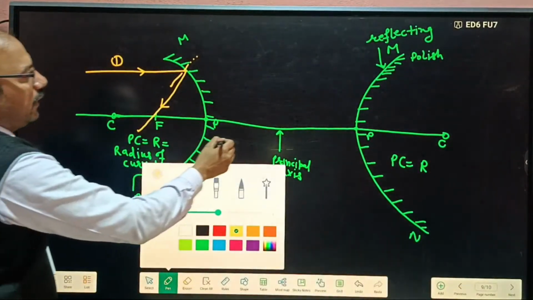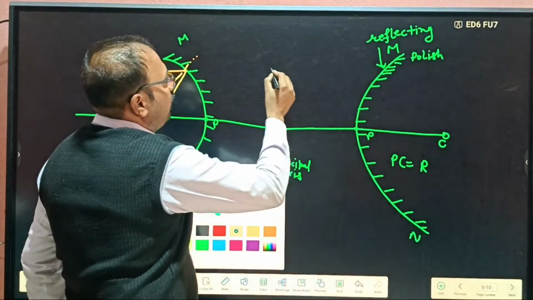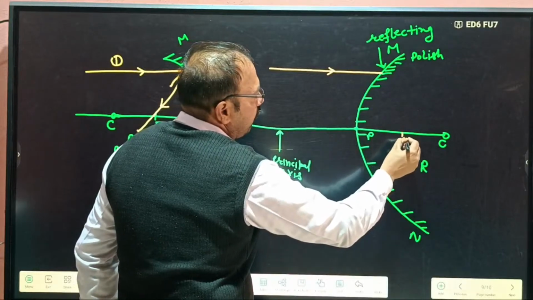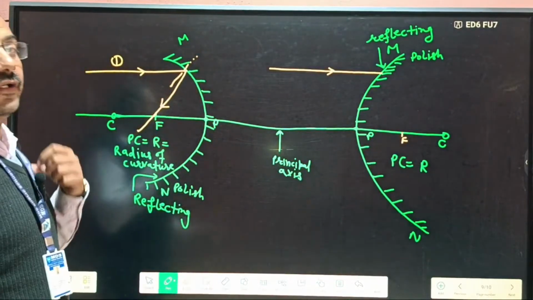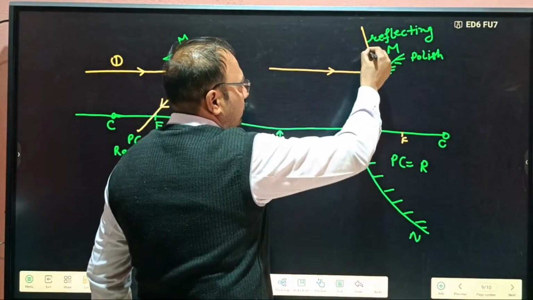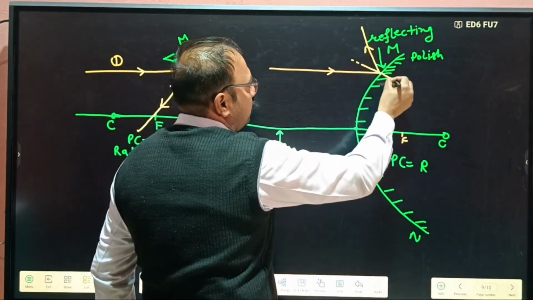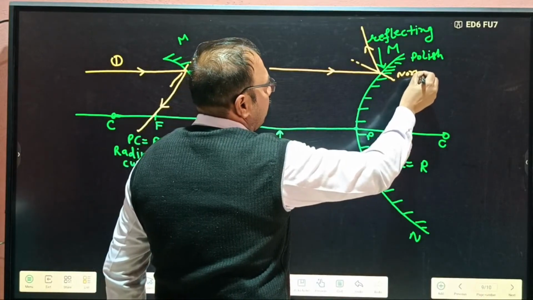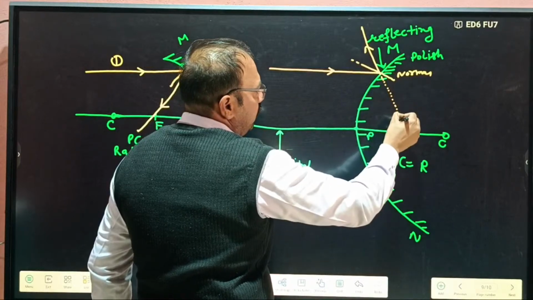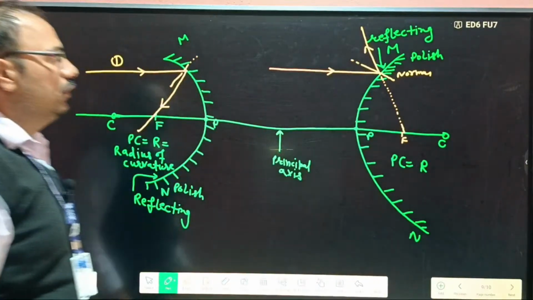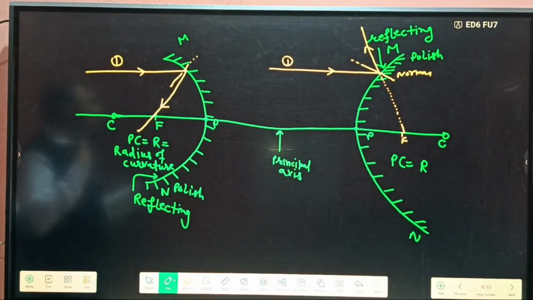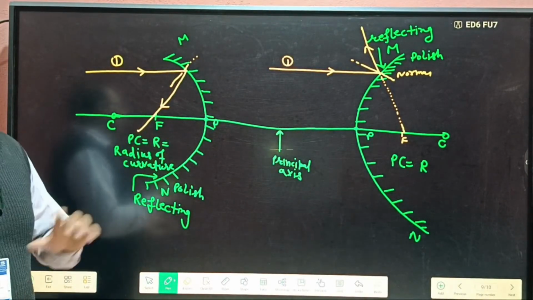In the second case, a ray comes like this, and here this is F, the focus. It is reflected in the direction of the focus like this. This is the normal. If you join this as a dotted line, this line passes through the focus. So this is the first rule: when a ray of light comes parallel to the principal axis, it passes through the focus.